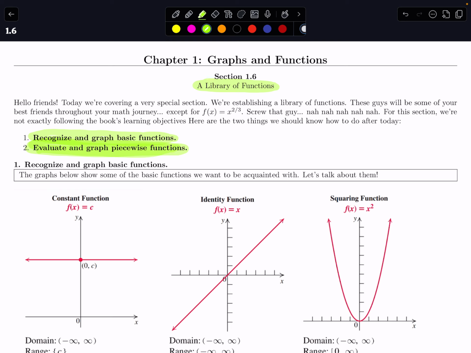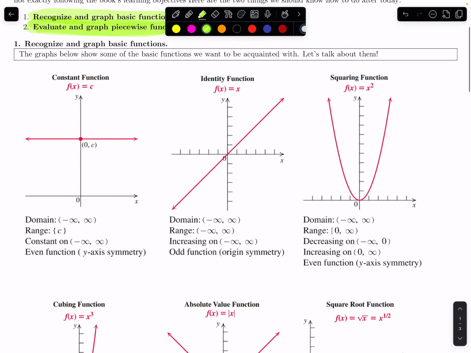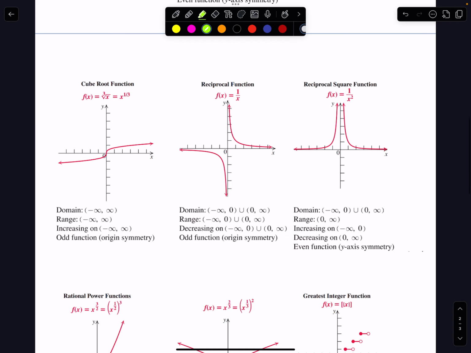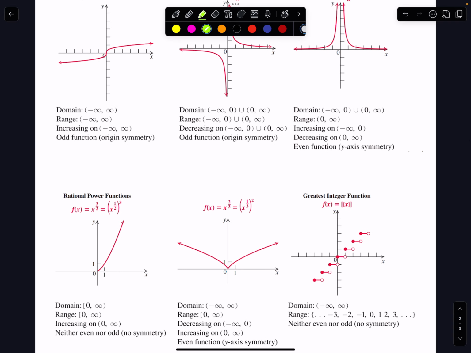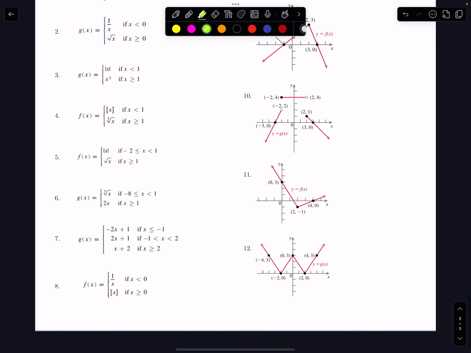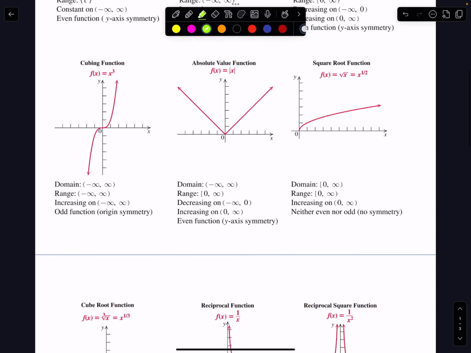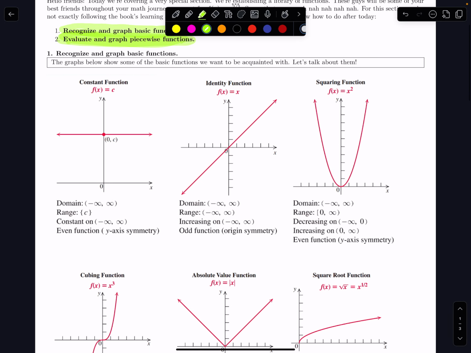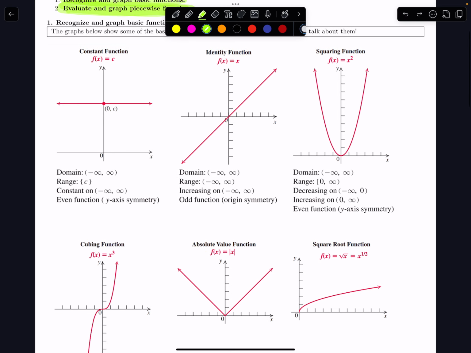Okay, so here's a plan for videos. In this first video, I'm going to cover the first page of functions. There's 6 of them, and we're going to talk about those. Second video, we'll talk about the second 6. And then in the last 2 videos, we'll start covering the questions. So here we go. First video, we're talking about the first page of functions: the constant function, identity function, squaring function, cubing function, absolute value function, and square root function.